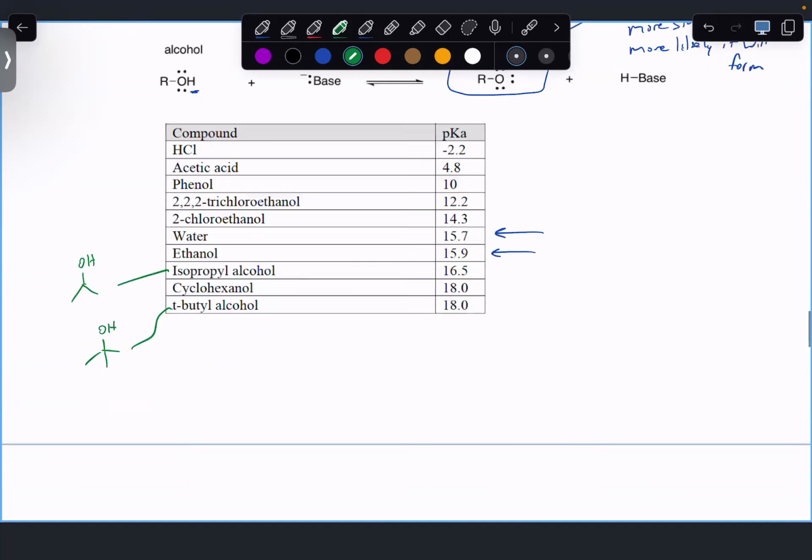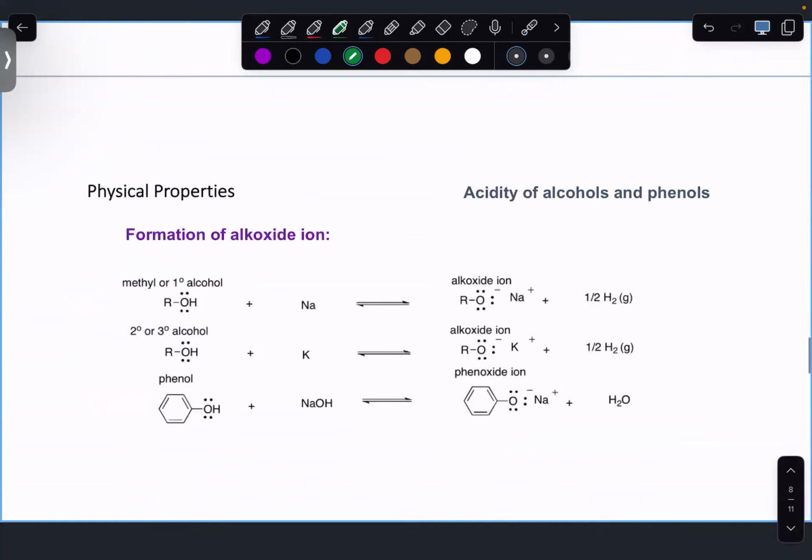And as a result, you need something stronger, something more active than sodium to deprotonate the higher order alcohol. The secondary and tertiary are less acidic than the primary. So that's why with this secondary and tertiary, you see we're using potassium.